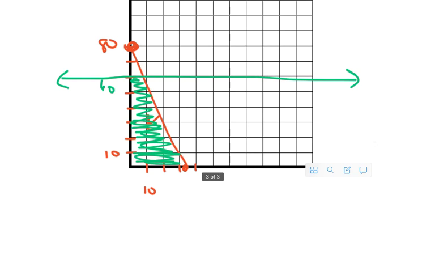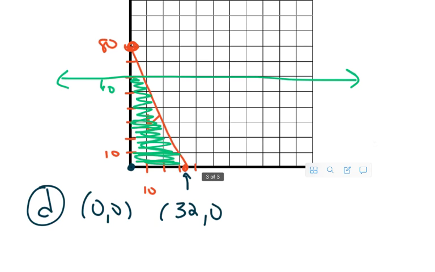After I graph it and find my shaded region, the next thing I'm going to do is find the vertices. Well, I've got 0, 0. This one here is at 32, 0. This one here is at 0, 60. But these two lines intersect here. How do I figure out where that is? Well, since the green line is Y equals 60, why don't I plug 60 into the other inequality for Y to find out what X is?